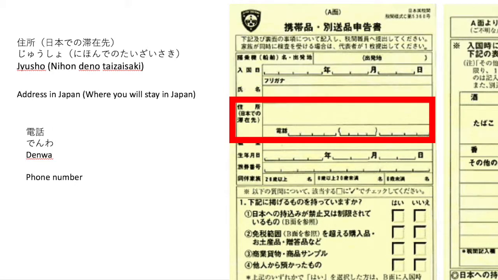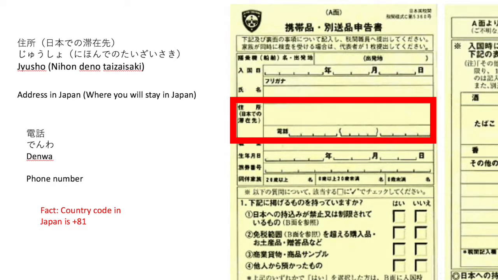Next, 住所、日本での滞在先. So this is your address in Japan and where you will stay in Japan. In the big box, that's where you'll write it. And the second smaller box is 電話, so that's your phone number. And an interesting fact is that Japan's country code is plus 81. So that's how you call internationally.